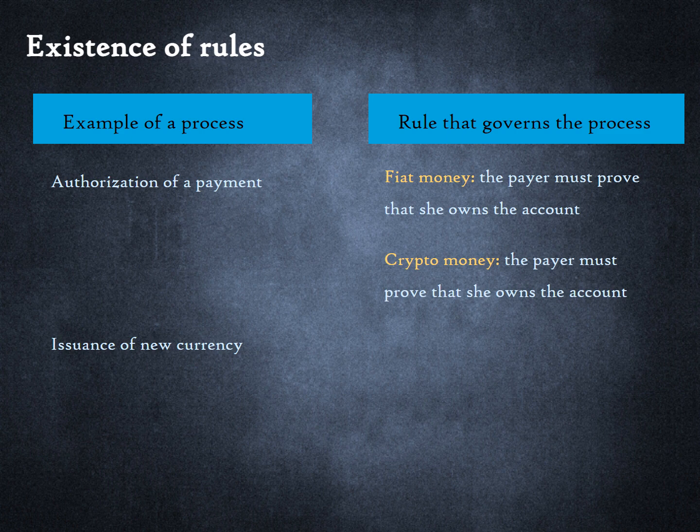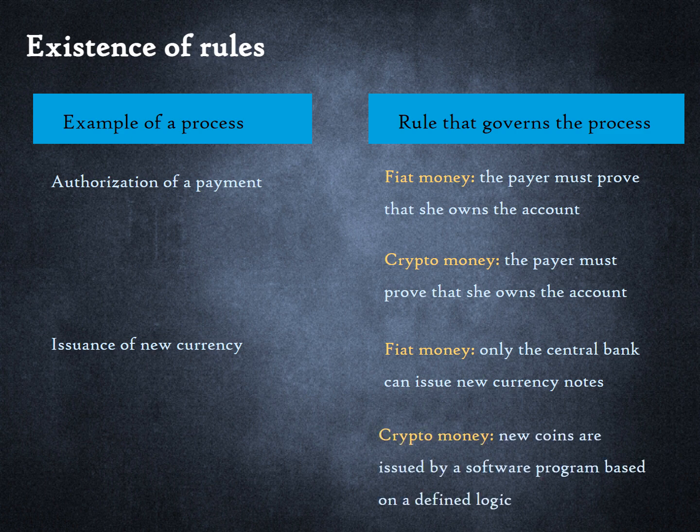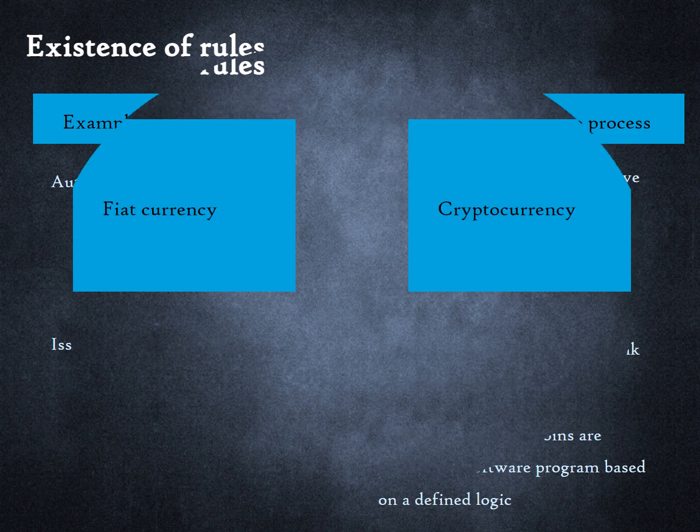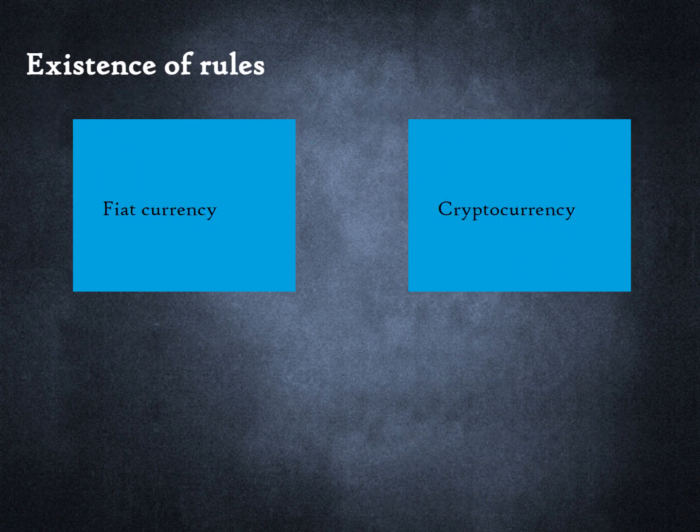Another example of a process is the issuance of new currency. A common rule in fiat money is that only the central bank can issue new currencies. In cryptocurrency, the rule is that new coins are issued by a software program based on a defined logic. When answering the first question, we can give a green tick to both fiat money and cryptocurrencies. Indeed, the global monetary system could not operate without rules. Hence, it is not surprising that rules govern processes in fiat money.